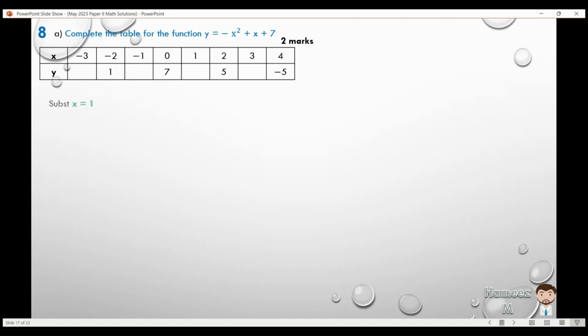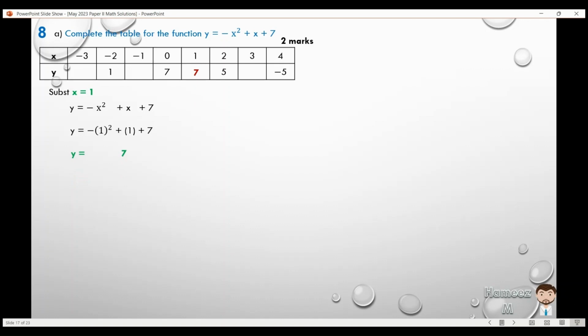So let's consider when x is equal to 1, the simplest of the values. So let's write the function y is equal to minus x squared plus x plus 7. And we know x is equal to 1, so if we put it in, we're going to get y is equal to minus 1 squared plus 1 plus 7. Minus 1 squared is minus 1 plus 1 is 0, 0 plus 7, so y is equal to 7. So we can put that into the table. So when x is 1, y is 7. When x is 0, y was also 7. So let's go on to the next one.